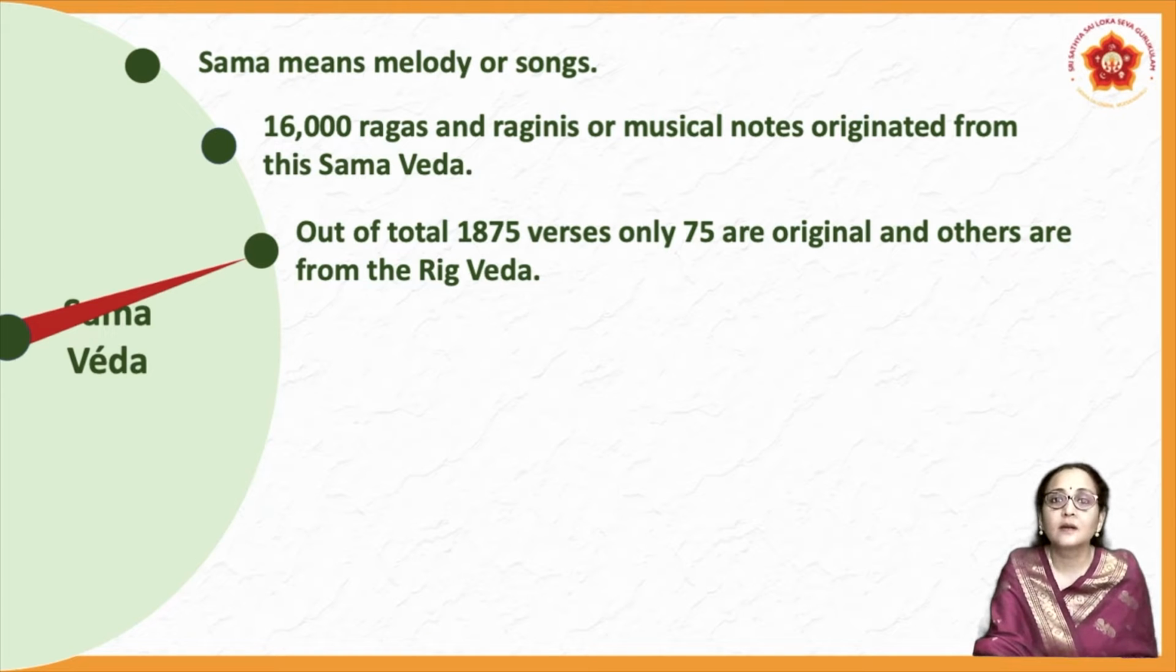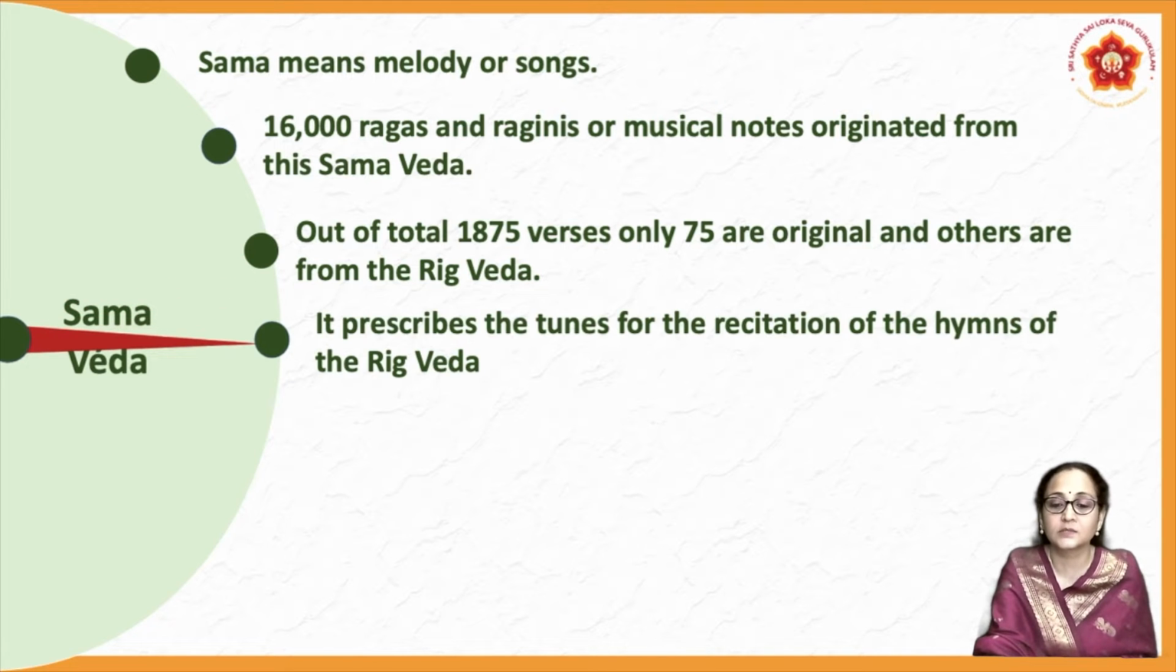Out of the total 1,875 verses, only 75 originally belong to Samaveda. The rest are all borrowed and adapted from the Rig Veda. When we say adapted, we mean in Rig Veda they are chanted in a certain way with certain intonations. In Samaveda, they are rendered in a sing-song way. It prescribes the tunes for the recitation of the hymns of the Rig Veda.